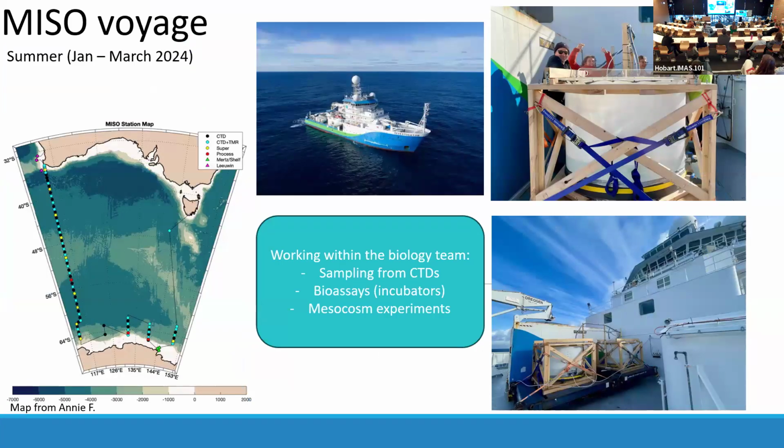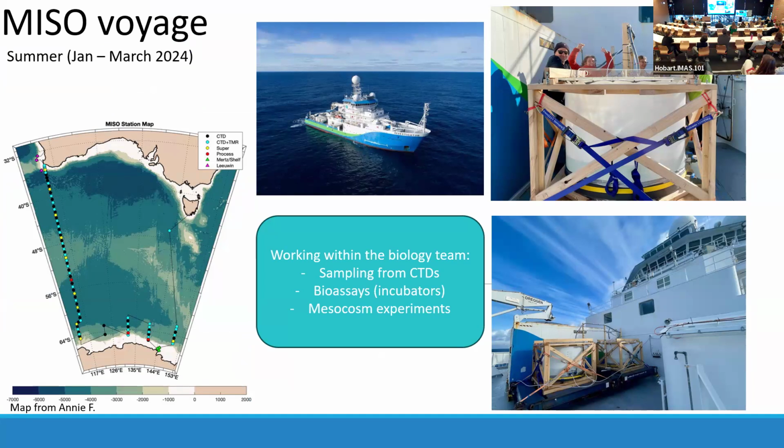So moving on to some MISO results. MISO was a voyage that happened in the summer of 2024 on the Investigator. You can see on the left schematic the voyage track that I got from Annie, where we went first along the coast and then we went back up to Fremantle.